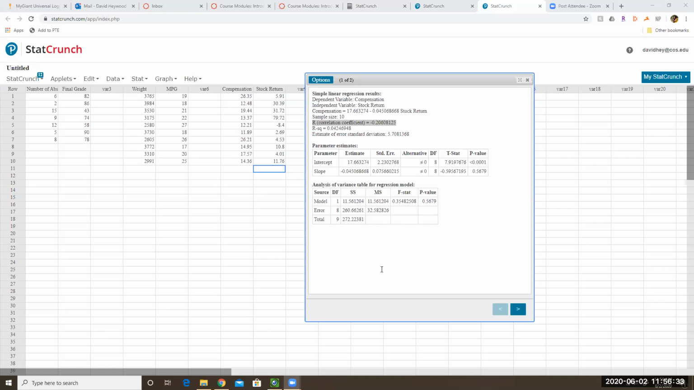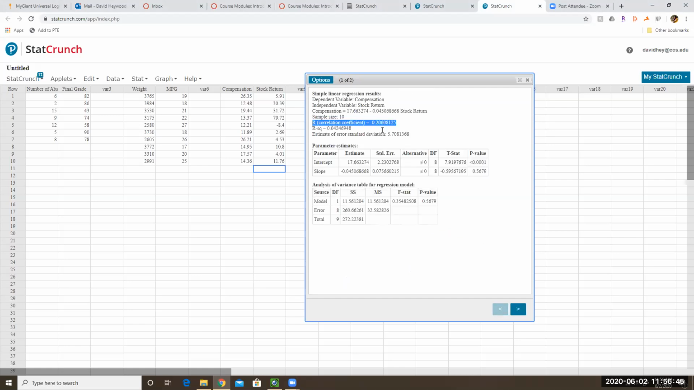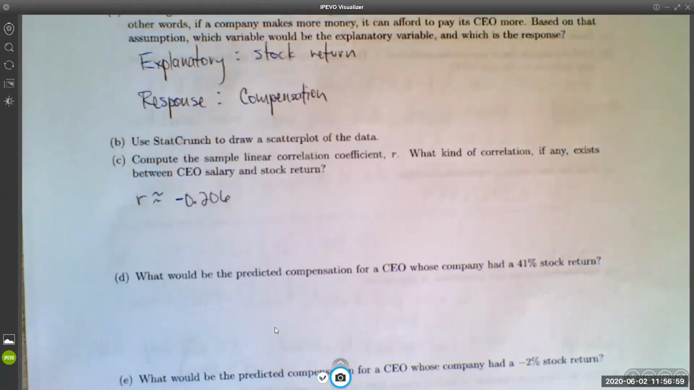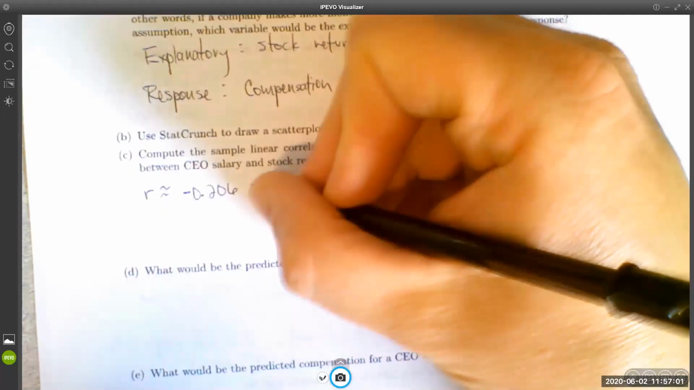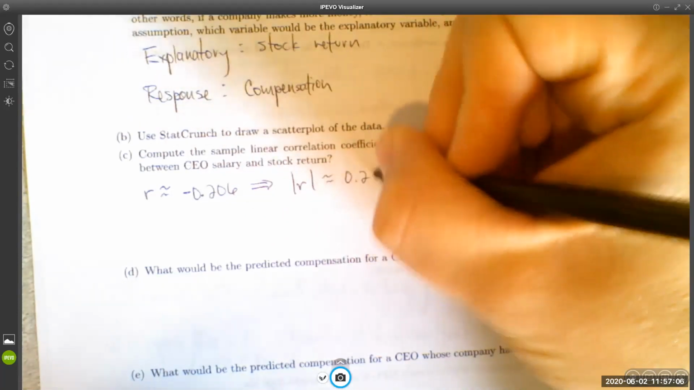You can probably still hear them in the background arguing, but anyway, there's our correlation coefficient. Here's our scatter plot. You can see the dots are all over the place. Our correlation coefficient is not strong at all. So let's write that down. R is approximately negative 0.206, which means the absolute value of R is about 0.206.